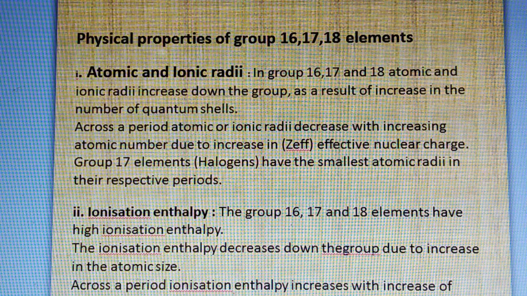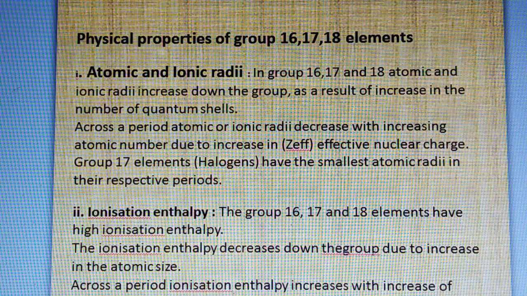ionic radius. In groups 16, 17 and 18, atomic or ionic radius increases down the group as a result of the increase in the number of quantum shells, because as the atomic number increases, the electron is added in a new shell. For example, in group 16, 2s2 2p4, then 3s2 3p4, 4s2 4p4. So as the atomic number increases on moving down the group, atomic and ionic radii go on increasing as there is an increase in the number of quantum shells.